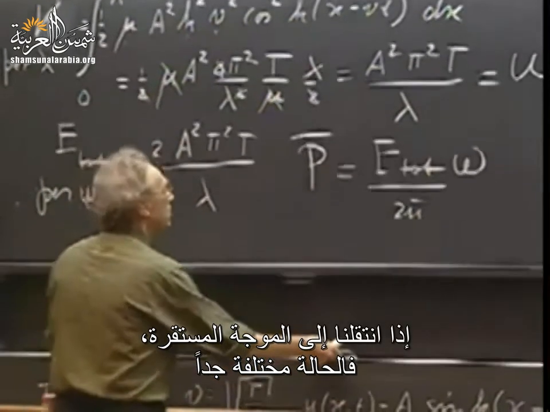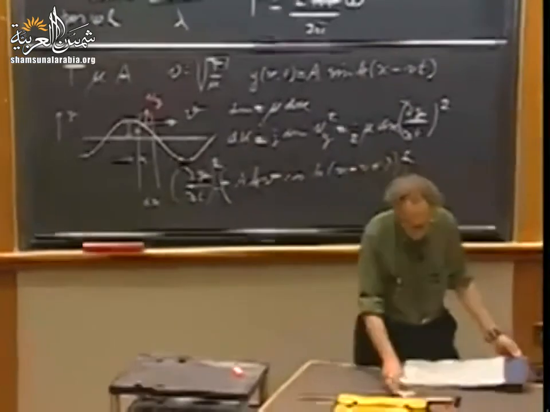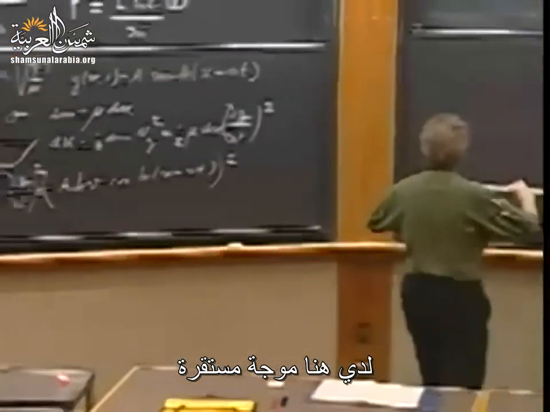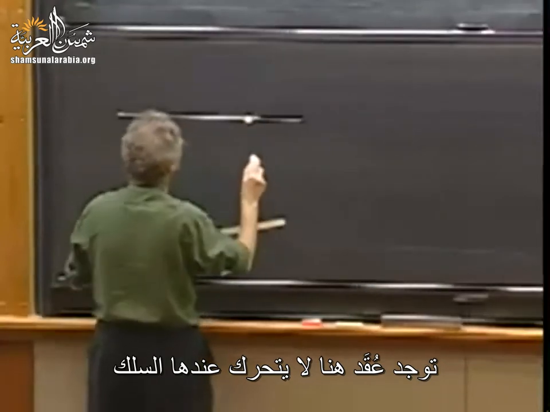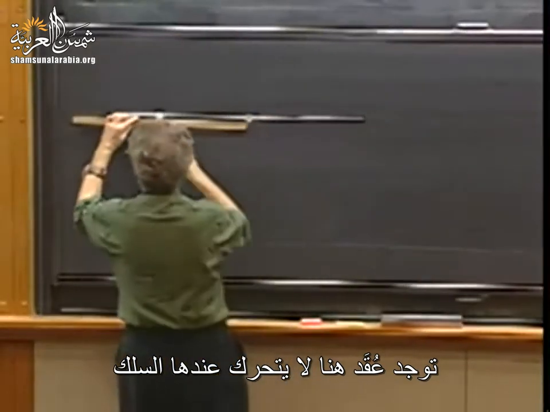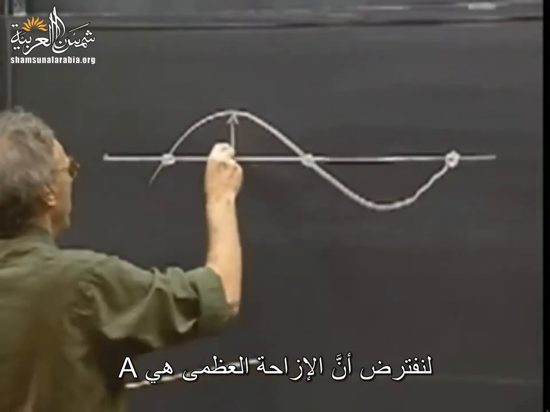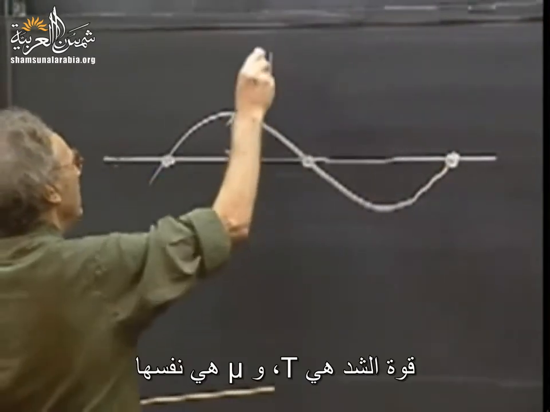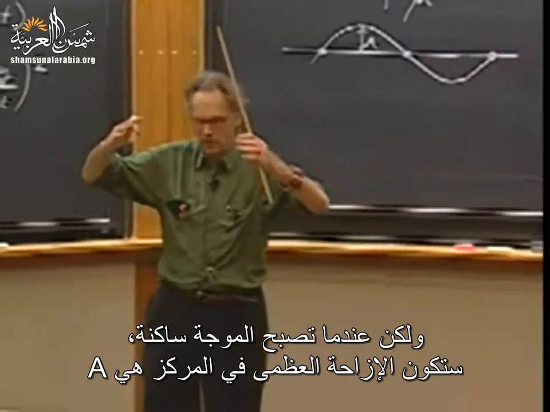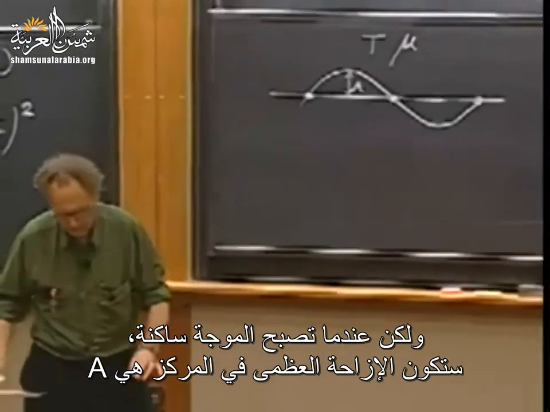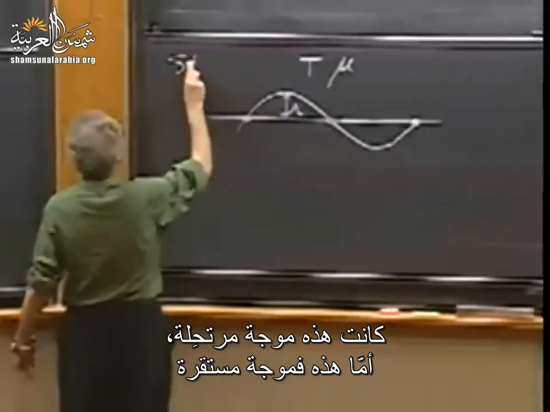If now we turn to standing waves, the situation is very different. So here I have a standing wave. There are nodes here, and at those nodes the string does not move. Let's assume that the maximum displacement is A. Again, the tension is T, mu is the same, but when it comes to a halt, the maximum displacement in the center here is then A. And the question now is, how much energy is there in a standing wave? So this was a traveling wave, this is a standing wave.